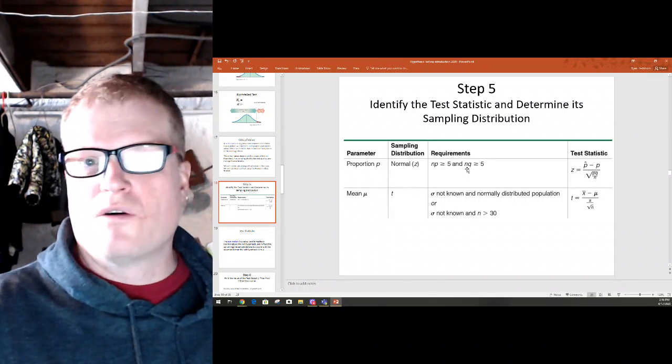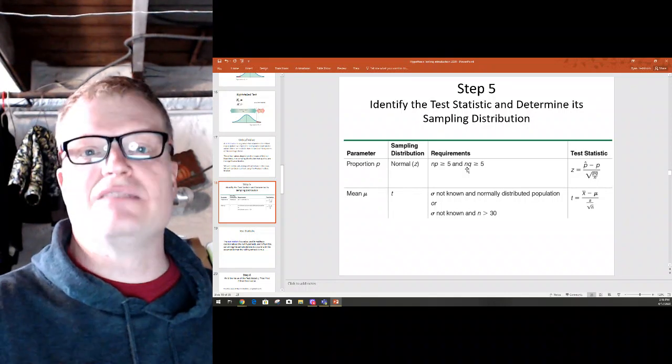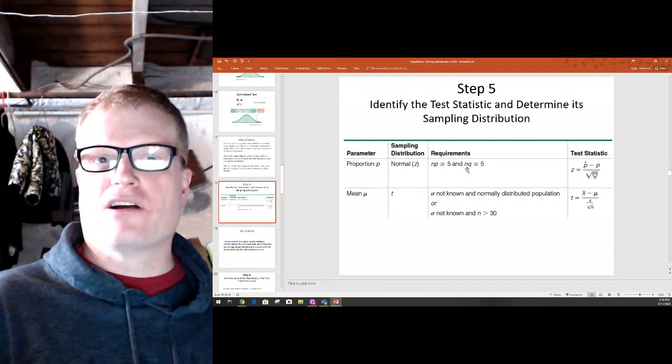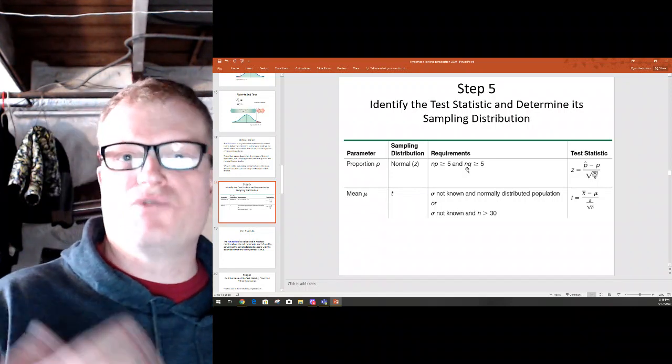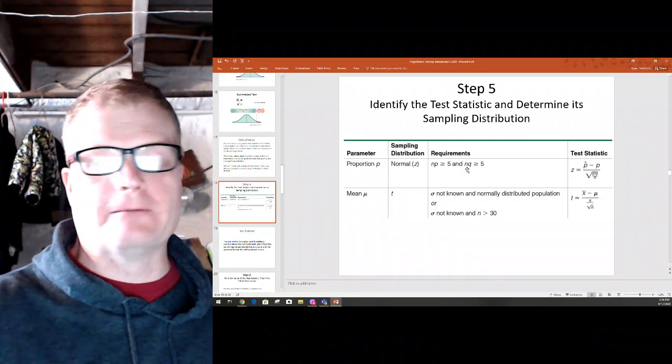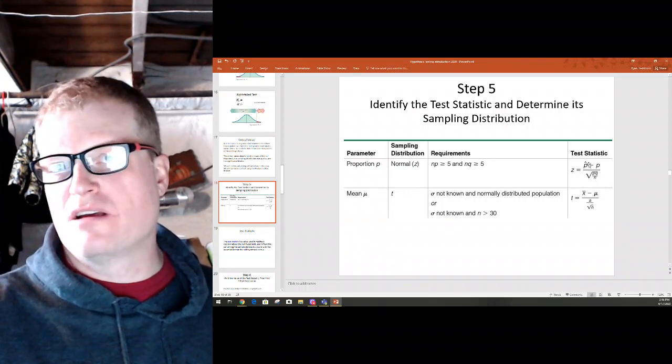You're not going to have to worry about this too much, but just remember that your samples have to be of decent size, and your claims can't be 0.01, 0.02 unless you have a decent size sample, okay? Your test statistic, you can calculate using this formula.